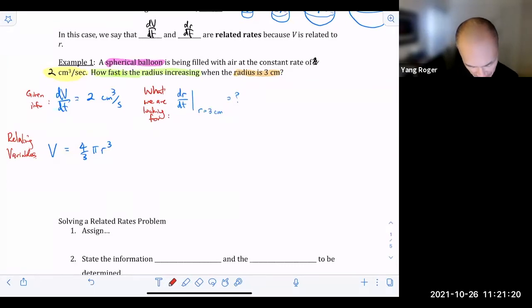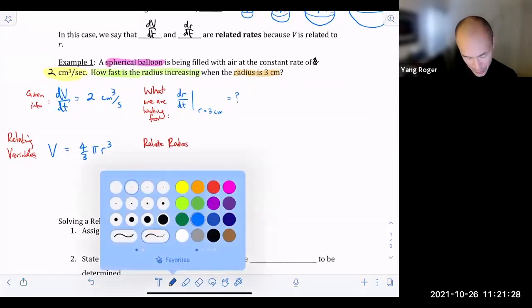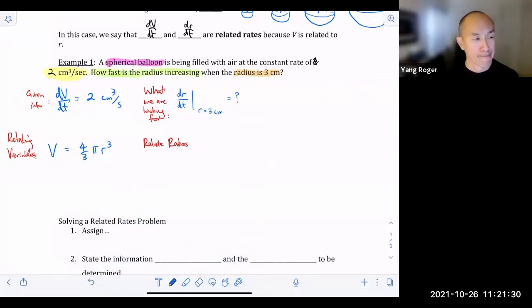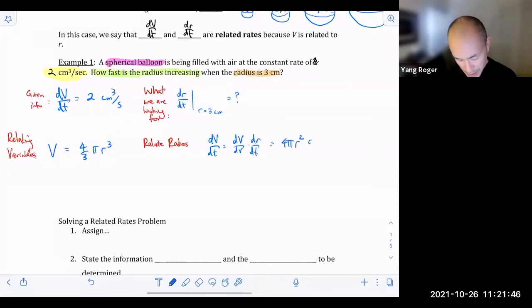After you've related the variables, the next thing we want to do is relate the rates. And the way that we relate the rates is we take the derivative with respect to time. So here's where I use the fact that dV/dt is equal to dV/dr times dr/dt. So in this case, dV/dr is going to be 4 pi r squared, times dr/dt, like this.